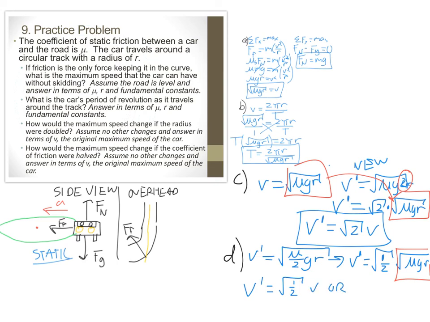Or we could say v prime is equal to v over the square root of 2. Same difference because square root of 1/2 is really 1 over the square root of 2. And there we have our last one. Again, there's a lot of ways mathematically to do that. I think this way is the easiest though.